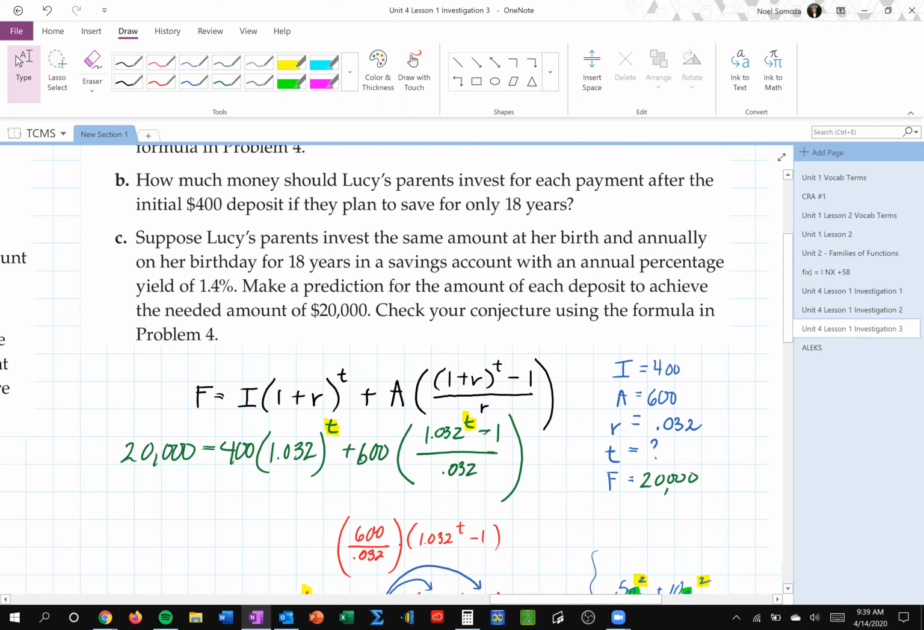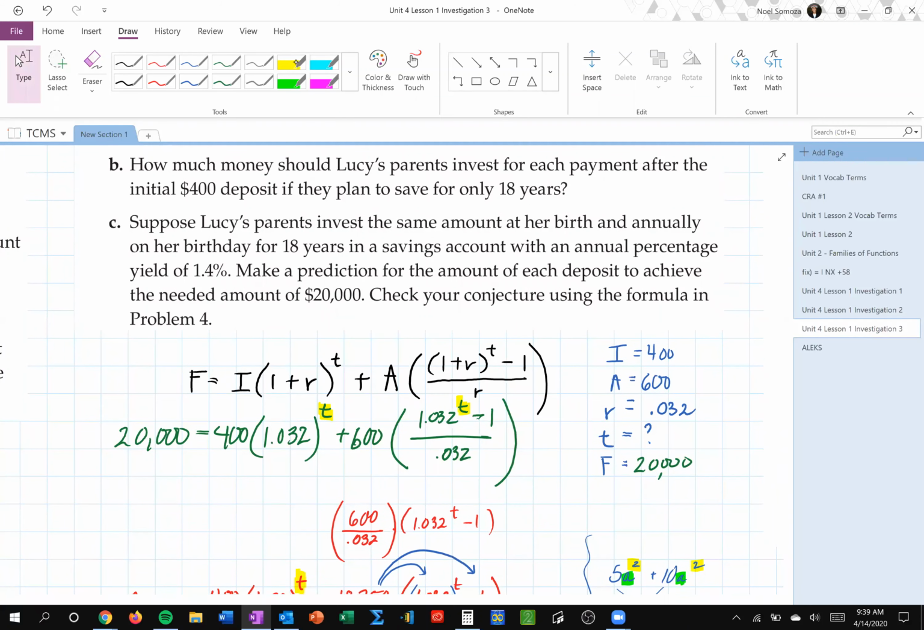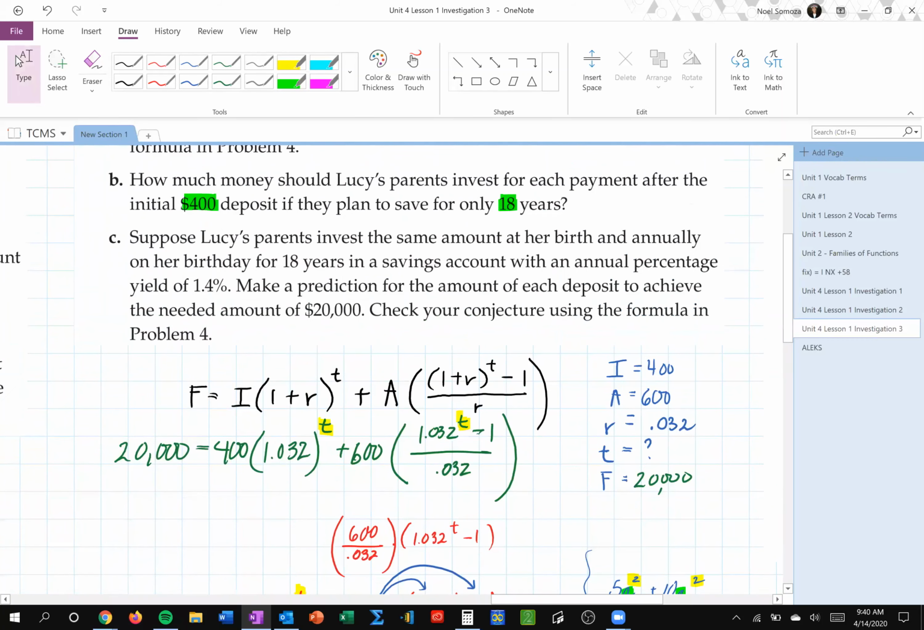This time we are looking for A, because they're telling us that they're going to save for 18 years, which gives us the time. They're telling us that they are still going to invest after the initial payment, and the initial is the 400. There's no mention of the rate changing, so that leaves only A. So what should they invest each yearly payment so that they only save for 18 years instead of 20, 22 years?